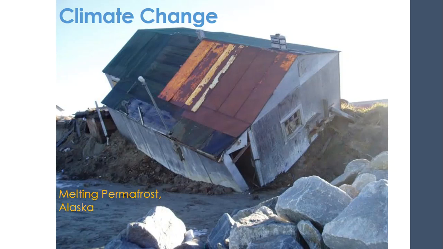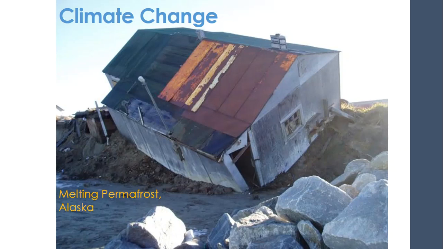Here we can see a picture in Alaska, which is really feeling the effects of climate change already. Much of the land in Alaska is permafrost, or it is supposed to be permanently frozen. As that permafrost melts due to global warming or climate change, the land is becoming unstable, and we see structures that are falling down. So we're going to talk about a couple examples of that.